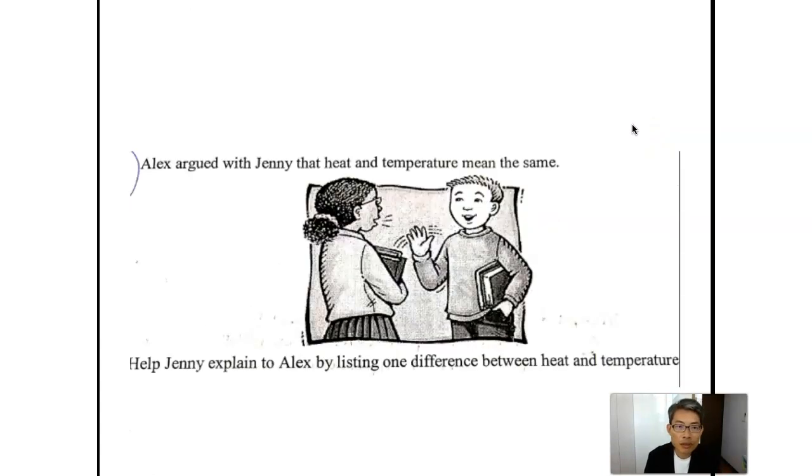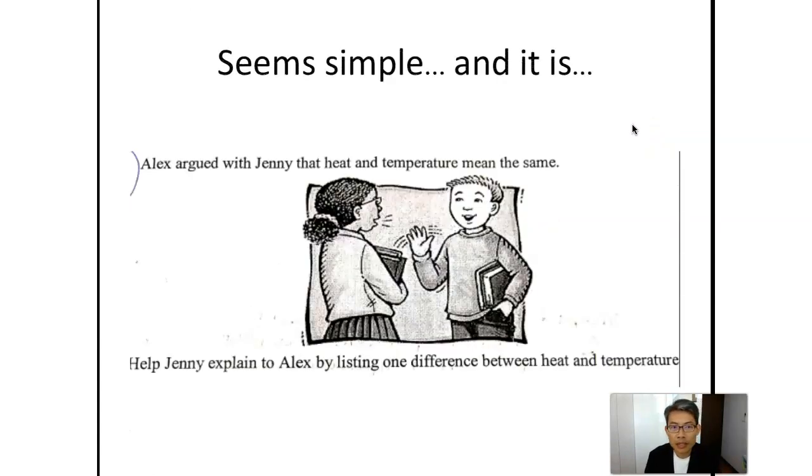Now, next question. Looks like a very simple question. Alex argued with Jenny that heat and temperature mean the same thing. So please help Jenny explain to Alex by listing one difference between heat and temperature.